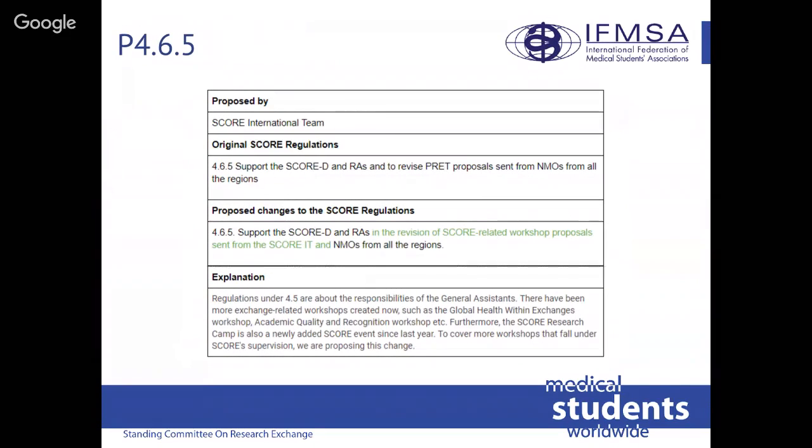On Regulation 4.6.5, it says to support the SCORI director and RAs and to revise PRET proposals sent from NMOs from all the regions. This is a task responsibility of the general assistant. We want to change this a little bit and add the revision of SCORI-related workshop proposals sent from the SCORI IT and from NMOs from all over the world, from all the regions. The idea here is that we cover not only PRETs, but also that the proposals are not only sent by NMOs, but could also be sent by the SCORI IT. Say during regional meetings, there are times when proposals will be made by the SCORI director or the SCORI general assistant themselves. So this includes the IT in the regulation if a proposal is made by a member of the IT.